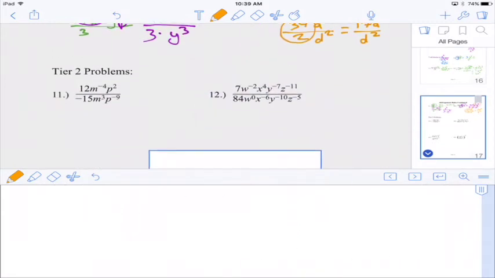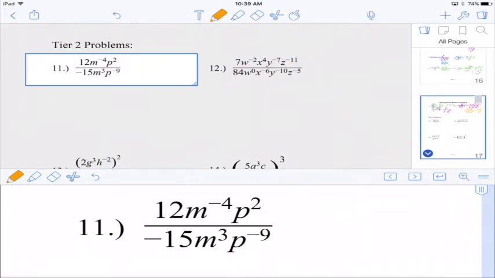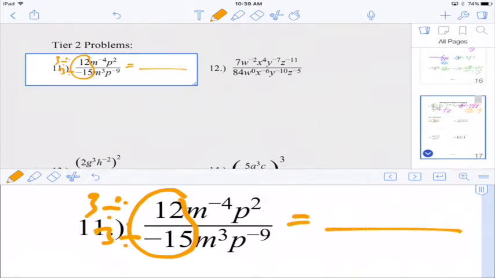So those were my easier problems. Now it's going to get a little harder. Now I have 12 over -15. Well, I can simplify my fraction. I could divide both of those by 3. I know that's not proper notation, but that's okay. It's just to give you the idea. So 12 divided by 3 is 4. And -15 divided by 3 is -5. Can't do any more simplification of that.